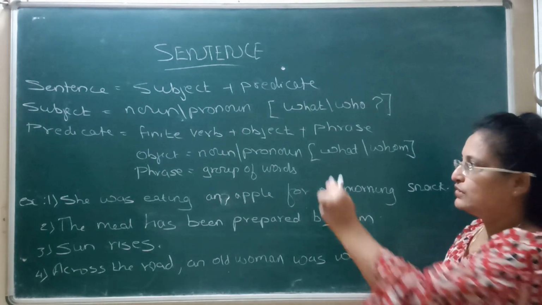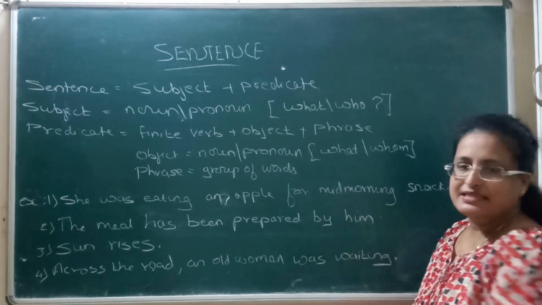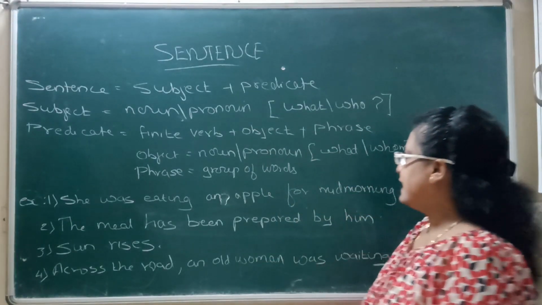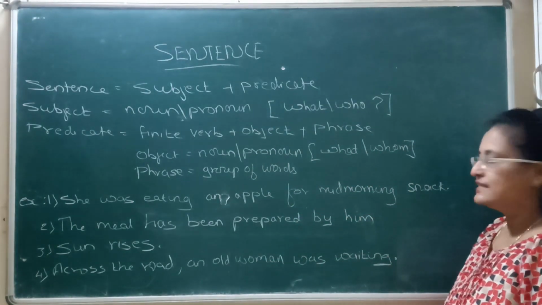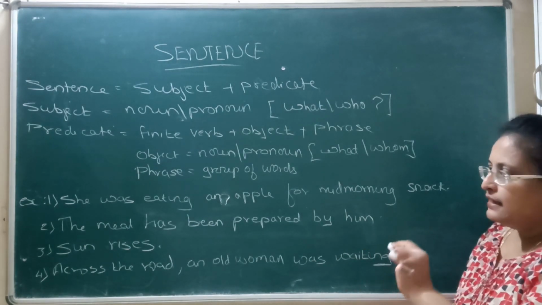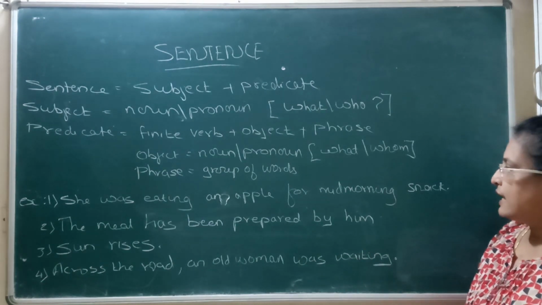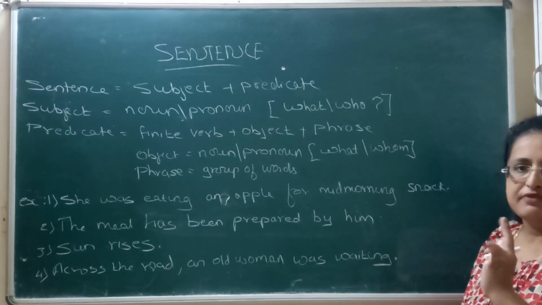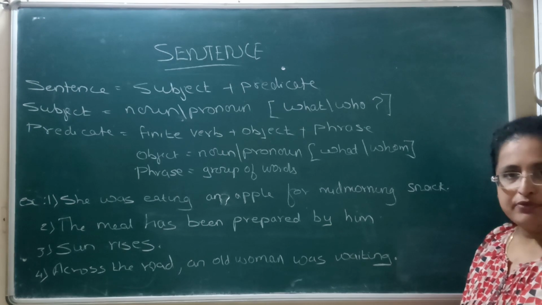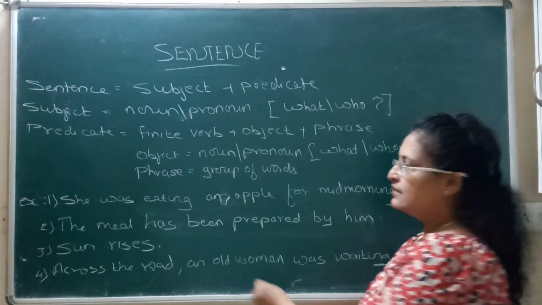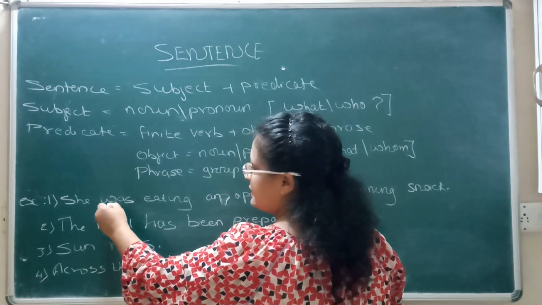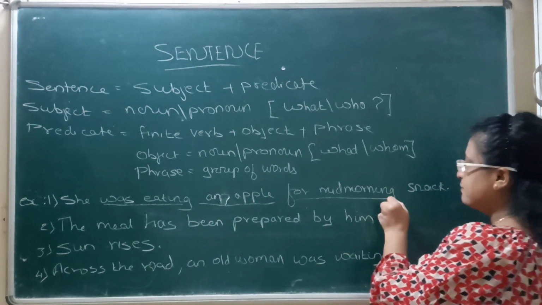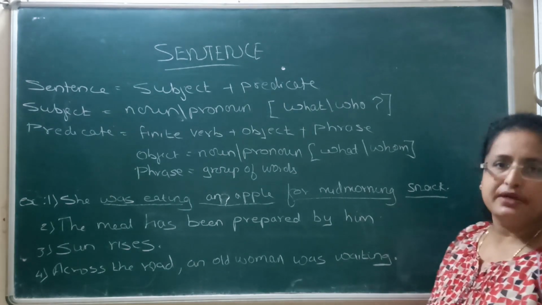Now with examples, let me explain the concept. See the very first example. She was eating an apple for mid-morning snack. It's a big sentence. My way of teaching is to identify the finite verb, because you have all done the finite verb before. So what's the finite verb in this sentence? Was. So from here, was eating an apple for mid-morning snack is the predicate.